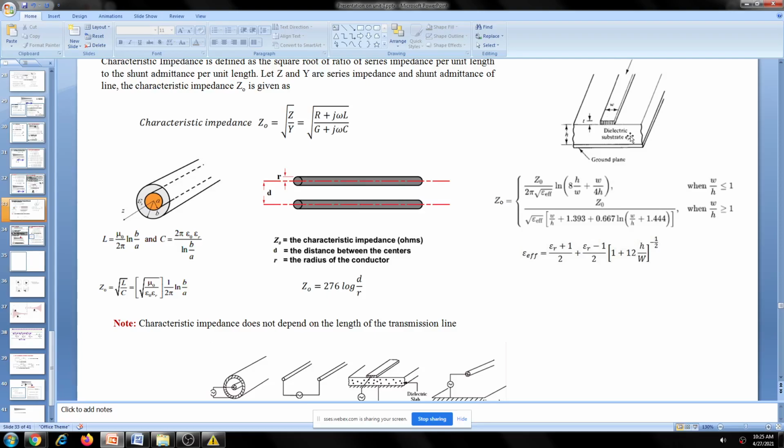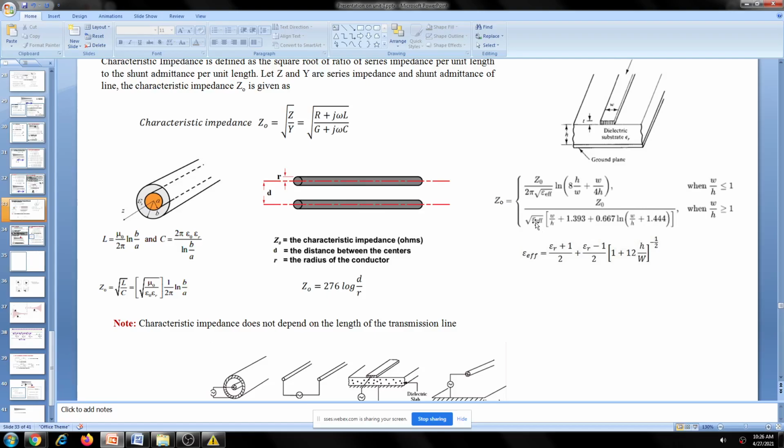Similarly, this is a microstrip line. The characteristic impedance is given by this equation. This is the one if W by h is less than 1. W means the strip width. This is the ground plane, and this is the dielectric with thickness equal to h. When W by h is less than 1, this is the expression for characteristic impedance. Similarly, when W by h is greater than 1, this is the equation for characteristic impedance.